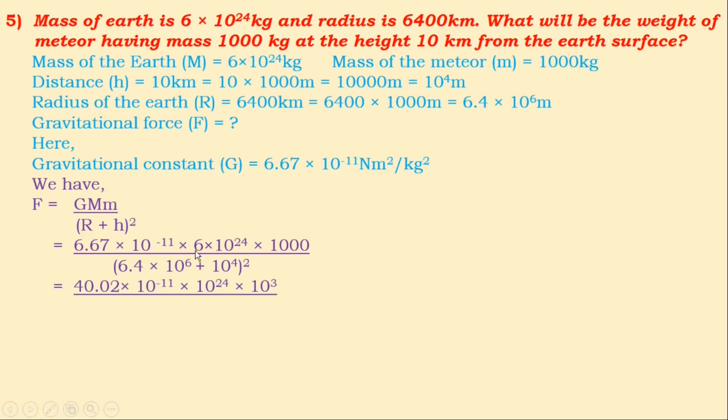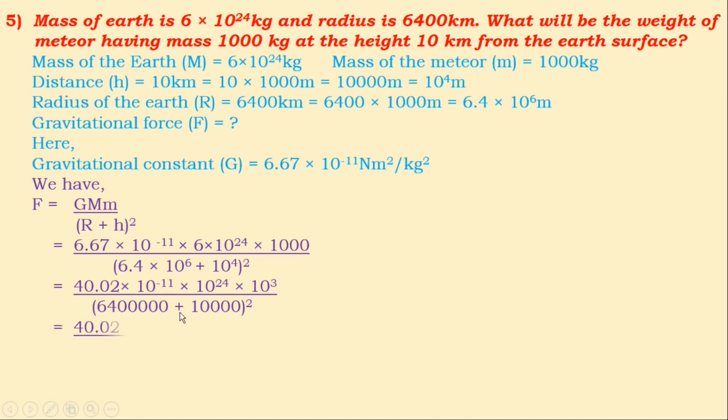When we multiply 6.67 with 6, we will get 40.02 and powers of 10 are written. 10 to the power minus 11, 10 to the power 24 and 10 to the power 3. This is 1000 which is written as 10 to the power 3. Now in denominator we have a little problem. Here we have plus sign, that's why we have to solve them separately and we have to add them. Look at this, 6.4 into 10 to the power 6 means we are multiplying 6.4 with 1 having 6 zeros. We'll get this value. And 10 to the power 4 means 10,000.